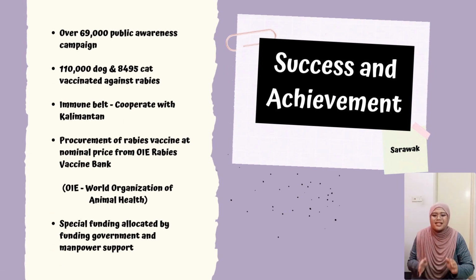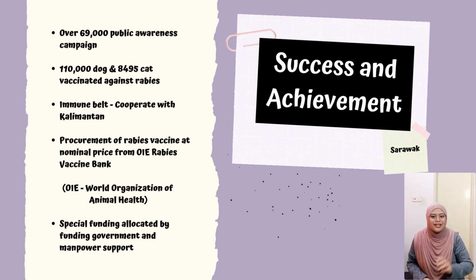First, over 69,000 people have been reached through public awareness campaigns. Community leaders and the media have also been involved in the campaigns. Second, 110,000 dogs and about 8,000 cats have been vaccinated. All animal owners are also required to have a license and manage their animals properly. Free vaccines and supplies have been given to owners and the animal bite clinics.